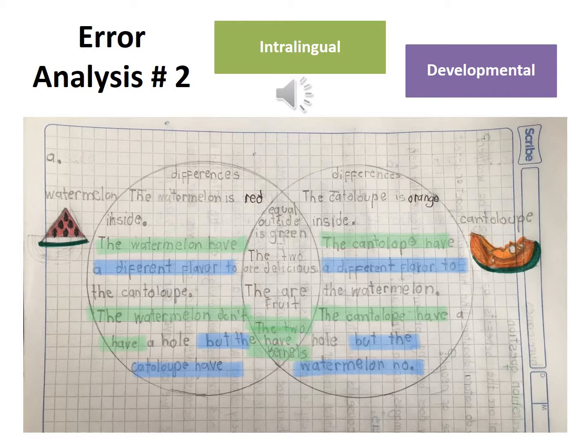This second example for our error analysis is from another fourth grade student at the same school. He was supposed to compare and contrast two things, and he decided to do this with fruits, the watermelon and the cantaloupe. We identified intralingual and developmental errors mainly, which are highlighted in green and blue respectively.